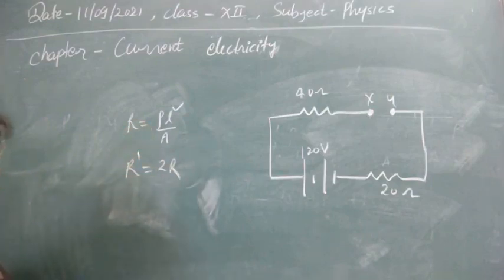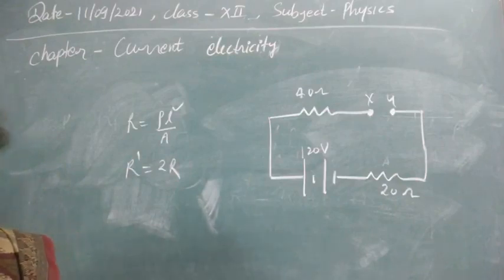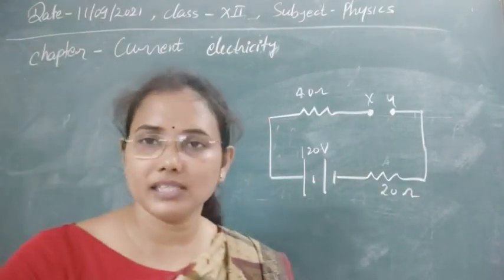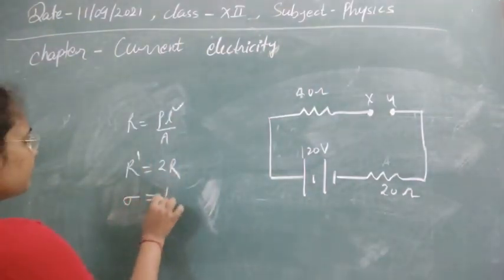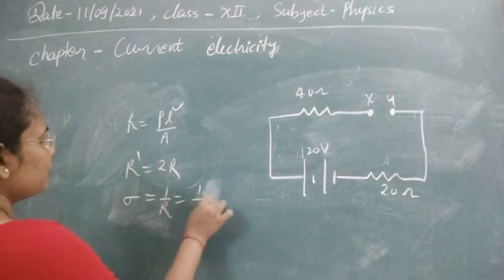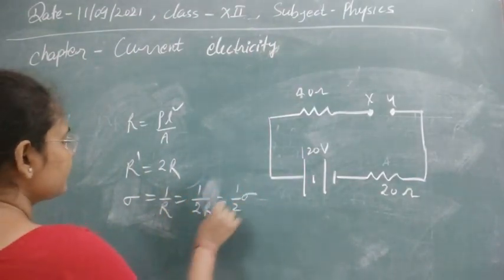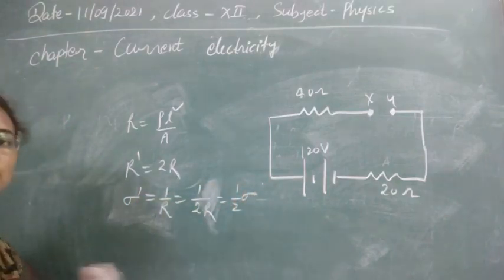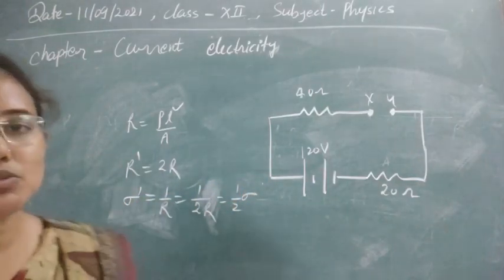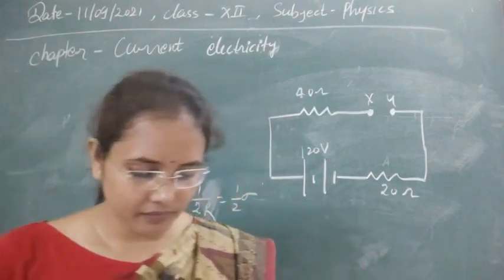If resistance is doubled, then conductance, being the reciprocal of resistance, 1 by R, will be equal to 1 upon 2R. So we can write the conductance as 1 by 2 of sigma, if sigma is the conductance before. So conductance will be just half the before value. So it will be half.